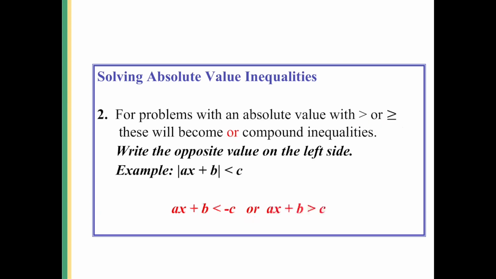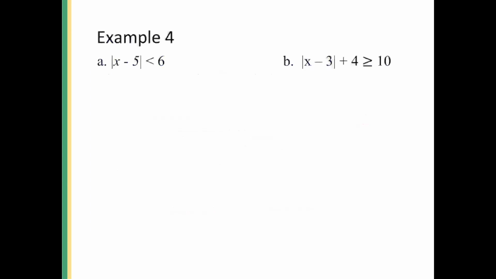We'll set up that equation. If we have greater than or equal to, these are going to become "or" compound inequalities. So when we do this, we need to write two inequalities. You're going to take ax plus b less than negative c, or ax plus b is greater than c. This should be a greater than sign in here. Fix that on your notes. I have it right. So then if you have the greater than, we will make our two inequalities.